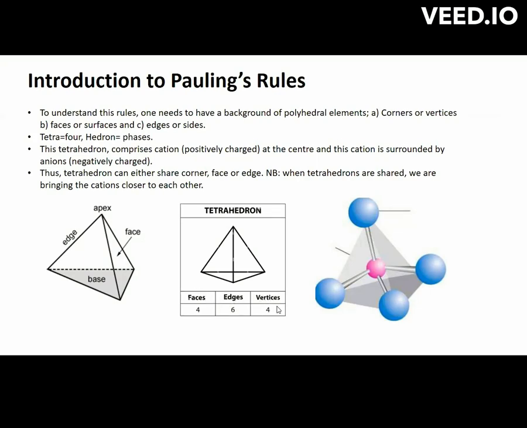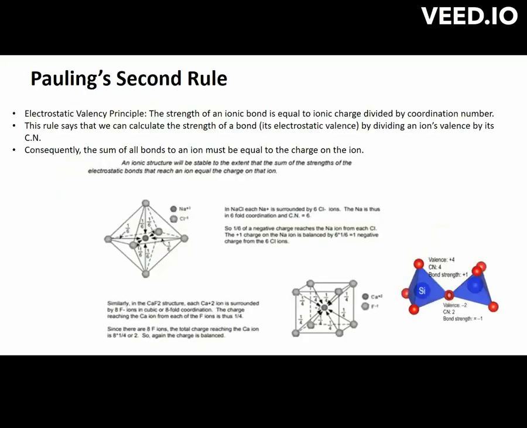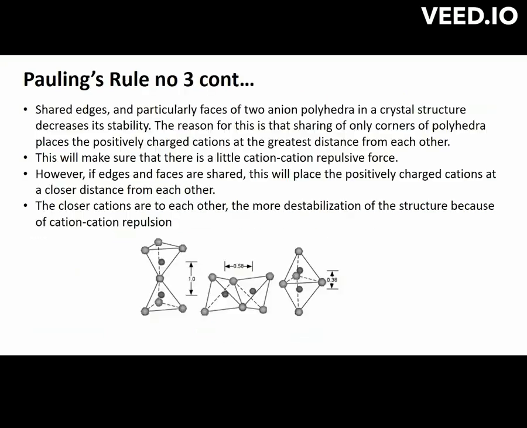But with the vertices, when we share the corners, the cation from one polyhedra to another polyhedra are far away from each other. Then we are avoiding the cation repulsive force, and we make the crystal structure stable. But when we start to share the faces and the edges, the minerals start to become unstable, because we are bringing the cations closer to one another.